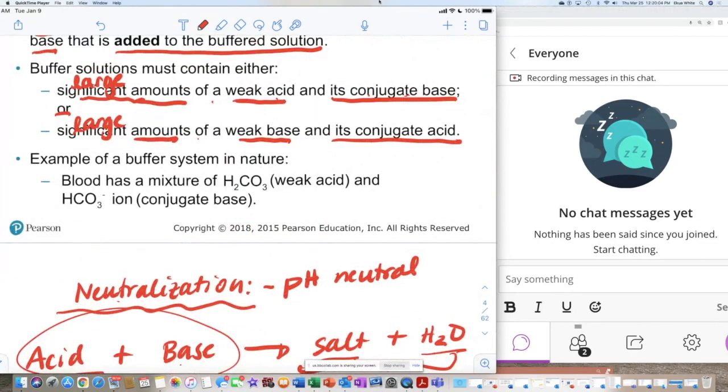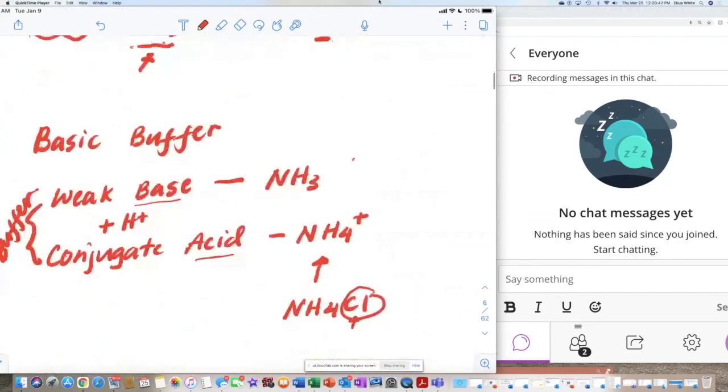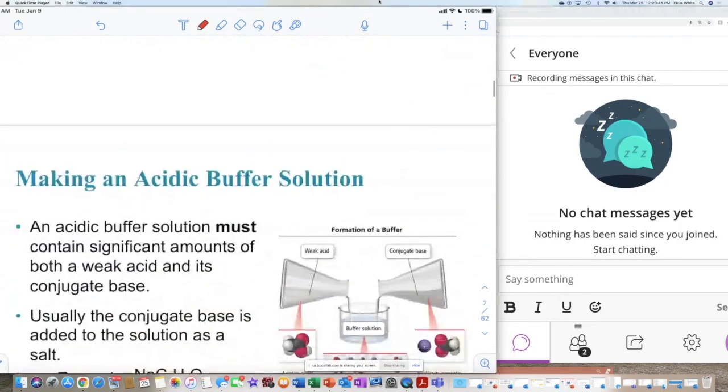So they give you an example like I gave you earlier. Example of a buffer system. Blood has a mixture of carbonic acid, a weak acid buffer. So they're telling you blood has a buffer mixture, which is H2CO3 and HCO3. The buffer combinations, if you look at them, are usually off by H plus. So from here to here, an H plus was lost. So this is a conjugate acid and base pair system, right? So now let's move on down here. You will see what I talked about shown again.